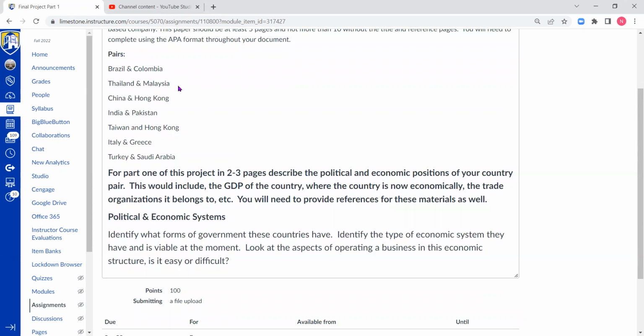So you'll pick one of these pairs or another pair that you've emailed me about. And this is things like where they're at, what's the GDP of the country, where's the country economically now, what trade organizations does it belong to. These are just some of the examples of talking about the political and economic systems. And what you'll do is put the political and economic systems together. You'll have some references, make sure that your references are in APA format.